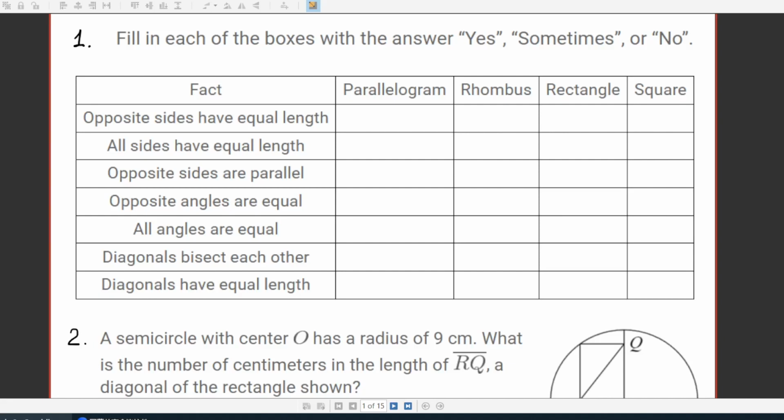Alright, today we're going to have a look at the solutions to homework of topic 8, quadrilaterals part B. Alright, first question. In rectangle, opposite sides also have equal lengths, right? So we should put yes here. And for square, opposite sides also have equal lengths, so you should put yes here, right? And all sides have equal lengths. For parallelogram, sometimes this is true and sometimes it's not true, so sometimes here.